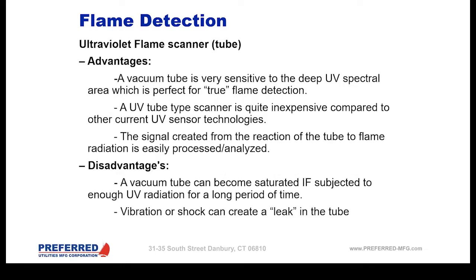Okay. Well, what are the advantages of the UV tube, actually? Why would we still be using that technology after all these years? Well, it's very sensitive to that deep UV spectral area, which is really perfect for determining it's a true flame that it's seeing. The other thing is it's quite inexpensive compared to other UV sensor technologies. There are other UV sensor technologies out there, and they are used in very expensive flame scanner applications, but the amount of signal processing required to use those type of sensors is just way beyond what you can do with a UV tube. So the UV tube is still relevant.